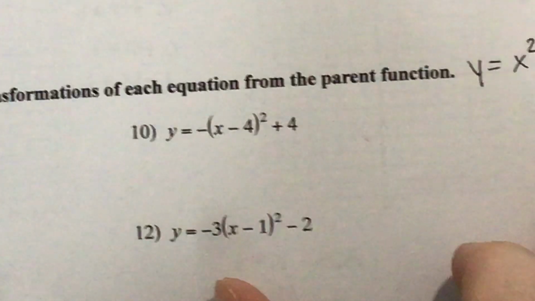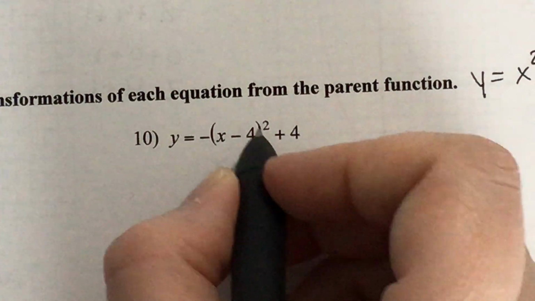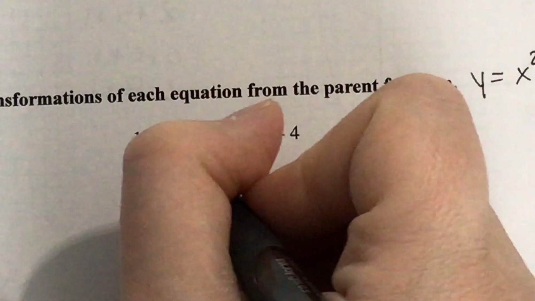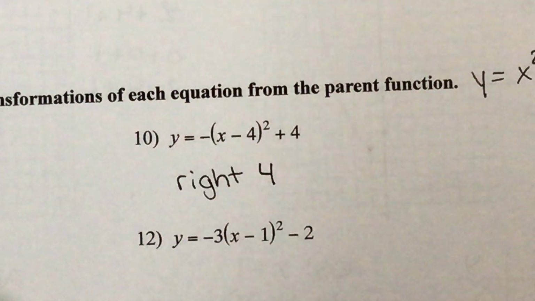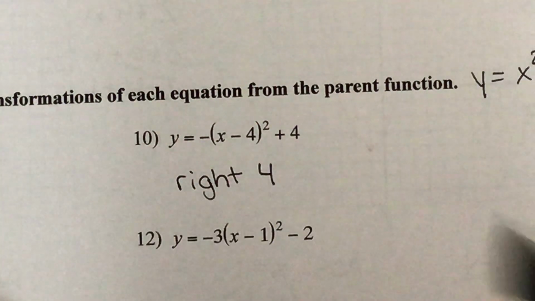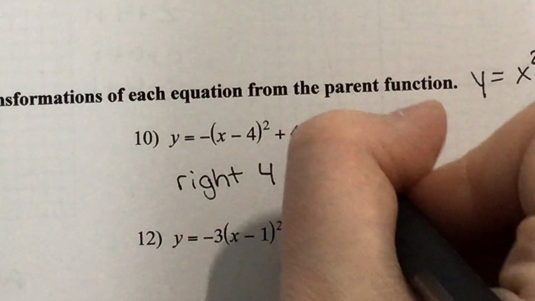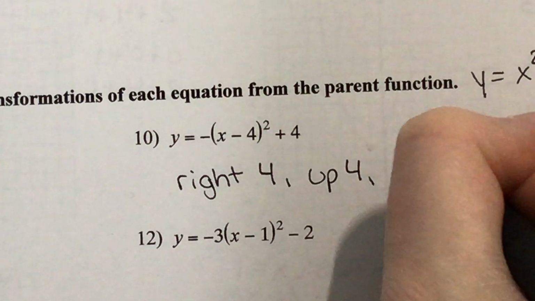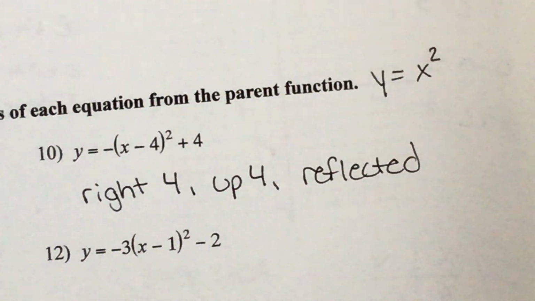All right, number 10. Again, h tells me horizontal, left and right. We have a negative 4 here. Really, it's just a 4. So this is going to go right. Remember, it's opposite of what you think. I would see a negative 4 and think left, but remember, it goes right 4. And then up 4. And then I see a negative out in front, so reflected. All right.